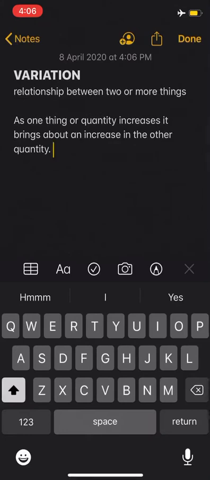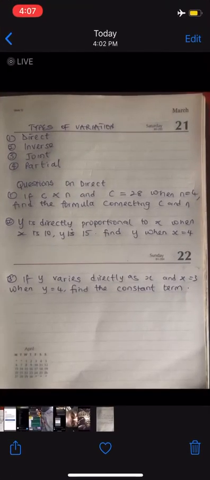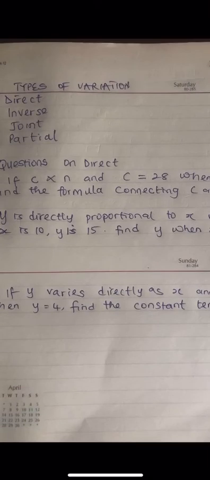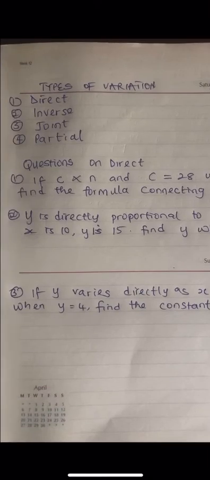So now we're going to look at some past questions on direct variation, and we're going to solve them together quickly. The first one I have here, it says, that's a variation sign, if C varies directly as N. Now that's an example of how direct variation is written. In the next video, I'm going to show you how inverse variation is written.